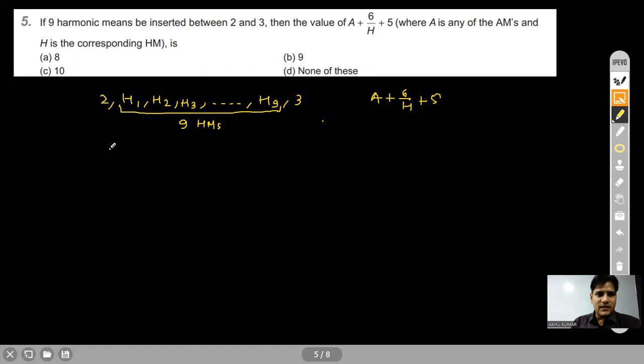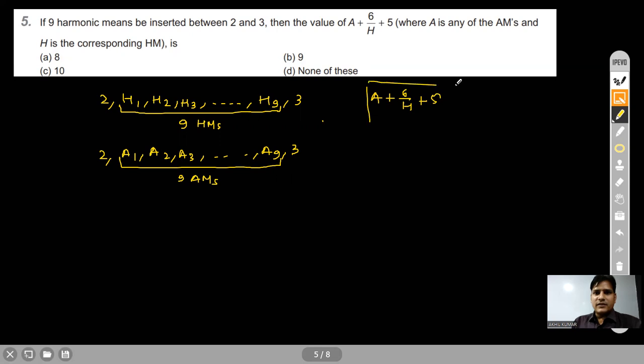Okay. So similarly, let's make one more sequence, where we will be inserting 9 arithmetic means. So it will be A1, A2, A3 up to A9, and 3. So these are the 9 arithmetic means between 2 and 3. And we have to find the value of this expression, where, if we take the second arithmetic mean, the corresponding harmonic mean to be taken in this expression should be the second harmonic mean. Or else, if you take the fifth arithmetic mean, it should be the fifth harmonic mean.